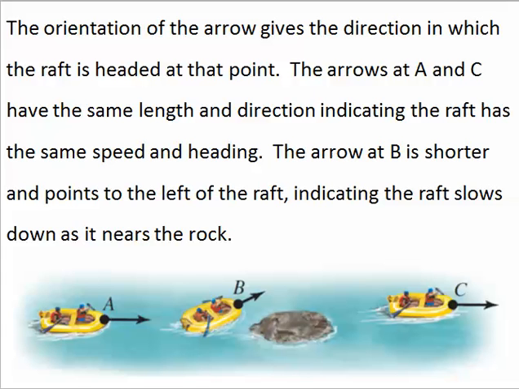The arrows at A and C have the same length and direction, indicating the raft has the same speed and heading. The arrow at B is shorter and points to the left of the raft, indicating the raft slows down as it nears the rock.